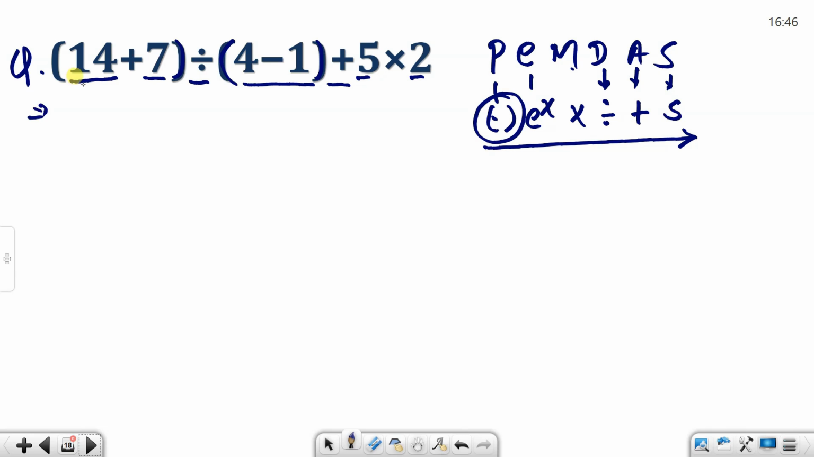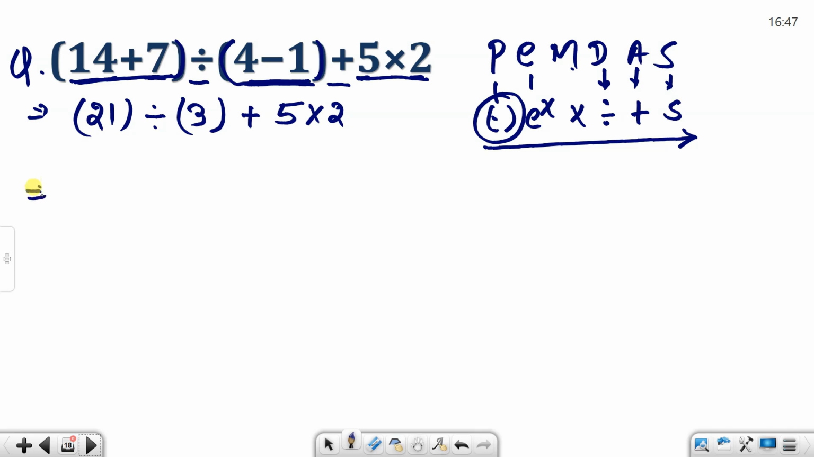Here, when we solve it, 14 plus 7 becomes 21. Bracket close, divided by, here, 4 minus 3 is 3. Plus 5 times 2 stays the same. 5 times 2, let's solve that next. 21 divided by 3 plus 5 times 2, according to the PEMDAS rule.